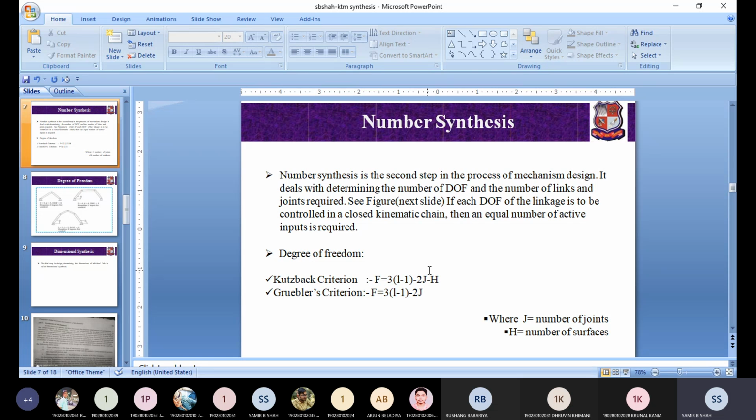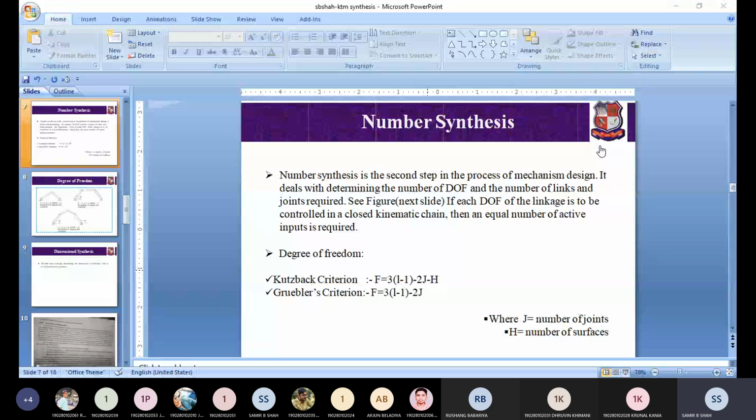I am not going in depth regarding the Kutzbach and Grubler's criteria because we have already discussed both criteria in detail in the first chapter. You refer to that PPT once again and memorize how to implement the Kutzbach and Grubler's criteria, which are very important when we talk about number synthesis.